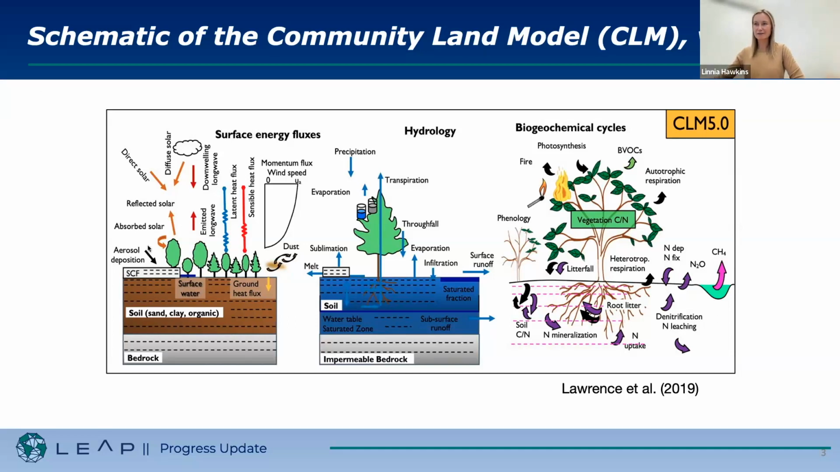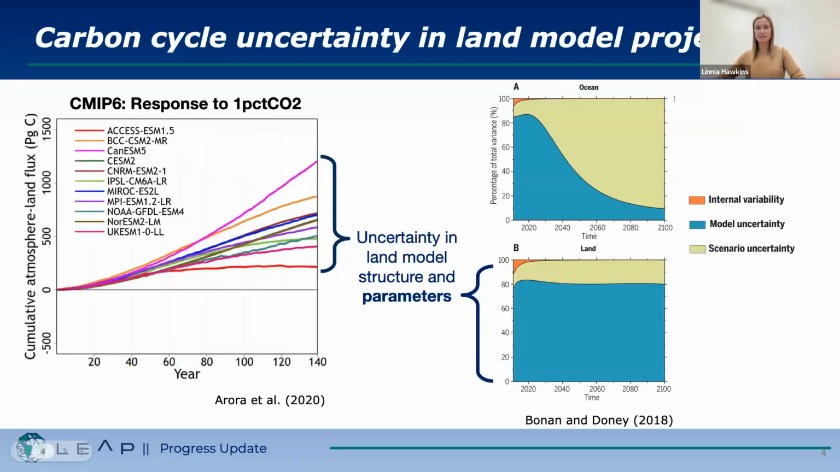So given all of this uncertainty in our parameters, it contributes to the overall uncertainty in our projections of future climate, because the land plays such an important role in carbon cycling and feedbacks onto the atmosphere. So there have been some recent studies that have quantified this, partially the parameter uncertainty as well as the model structural uncertainty.